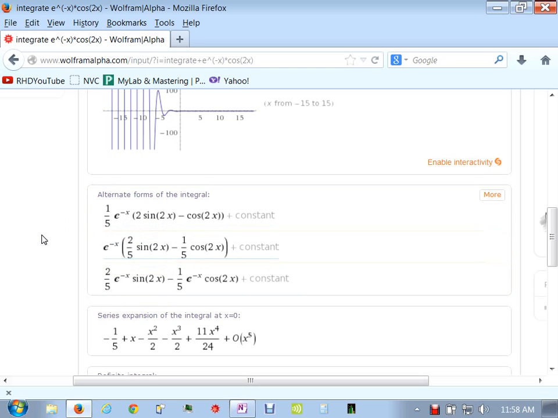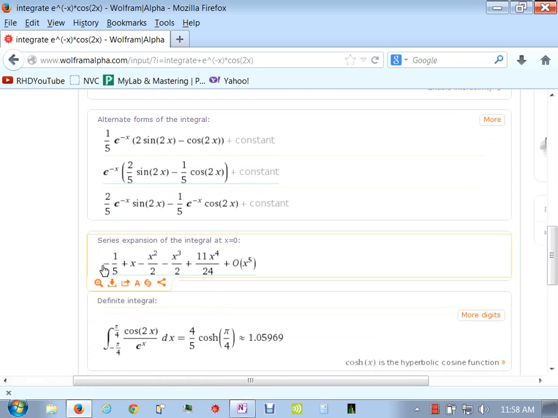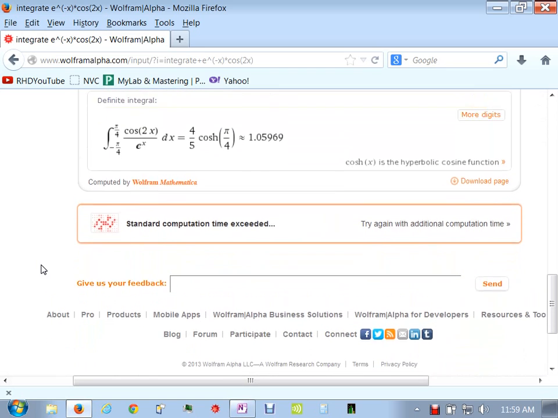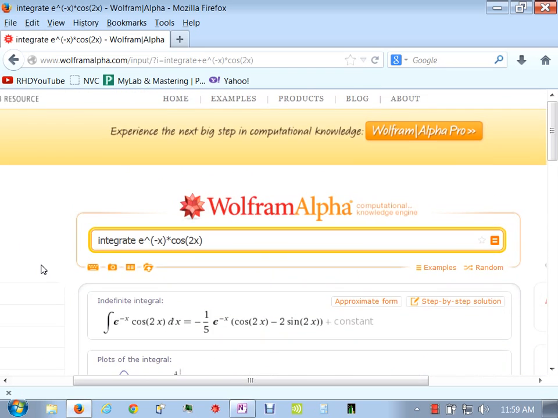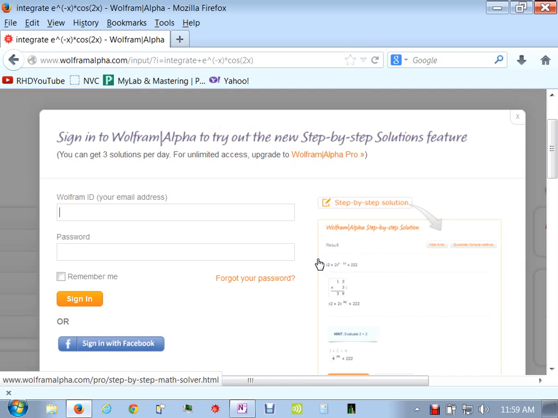Alternate forms of the integral. Oh, here's our answer right here. Series expansion, we'll do that. Definite integral. Okay, so I think there's a way that you can actually get it to explain, right? Step-by-step solution. You have to sign up for it, but it'll show you the step-by-step of how to do it. You get 3 step-by-steps per day if you have a free account. If you get pro, if you're a student, it's $3 a month.